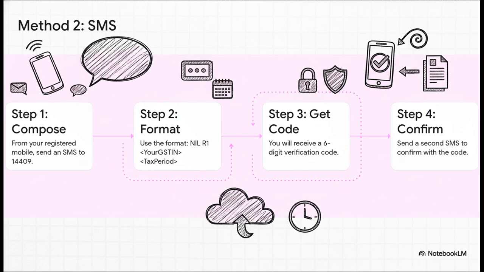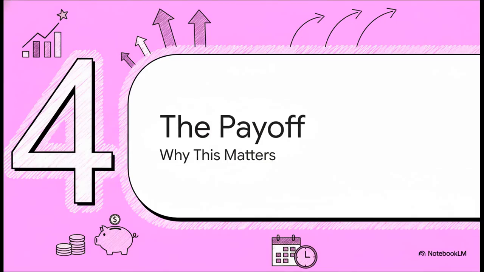You can actually file your nil return with a text message. From the mobile number you registered with, you just send a quick SMS to 14409 using the right format. They text you a code back, you send another text to confirm with that code, and that's it. Your return is officially filed. It's amazing. So we've talked about the what and the how.